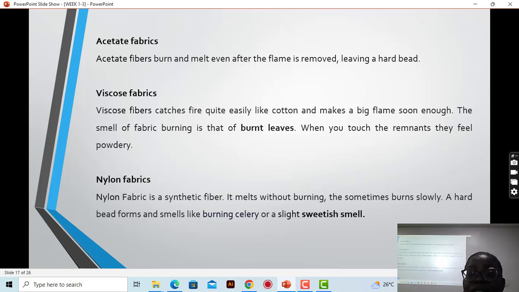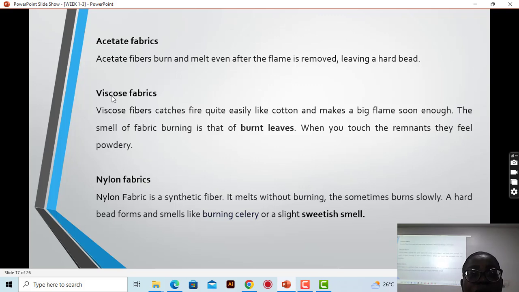Okay, so that is how you tell the difference between an acetate fabric and a silk fabric. The silk fabric, even when it leaves the flame, leaves ash in irregular shapes. Once you put your hand on it, it will crush. It's very soft. But this one is harder. And aside from that, when the flame is removed, it keeps melting.